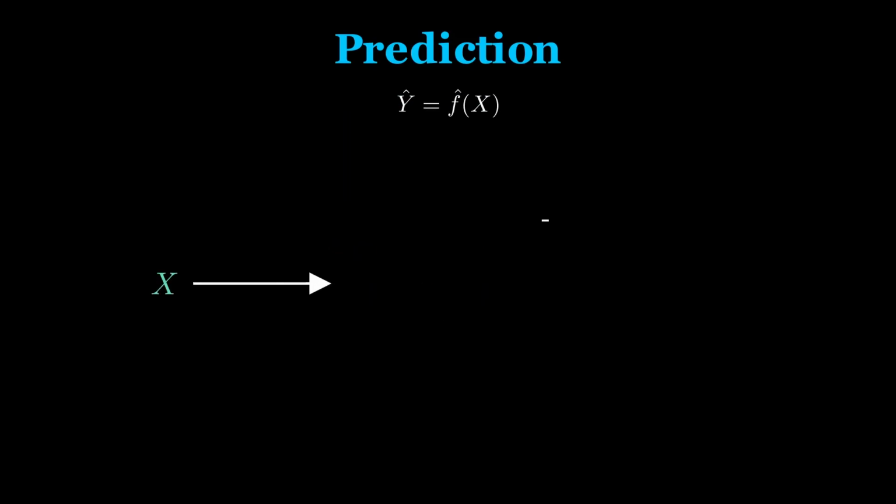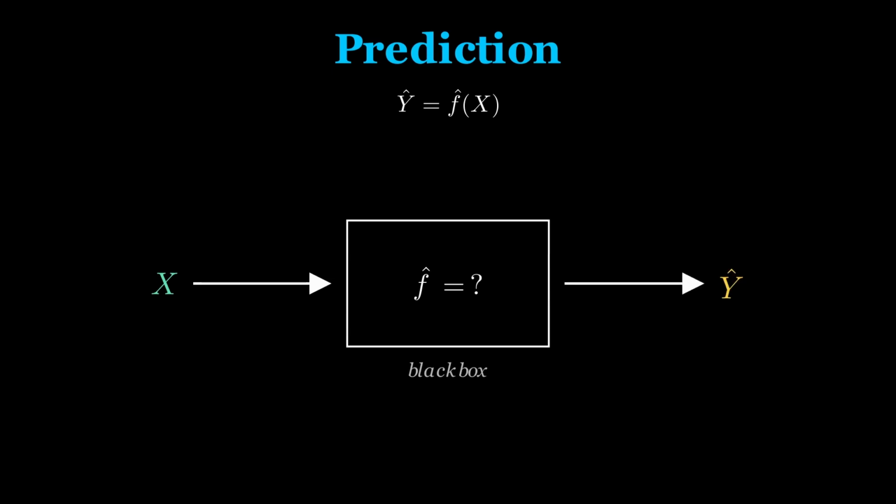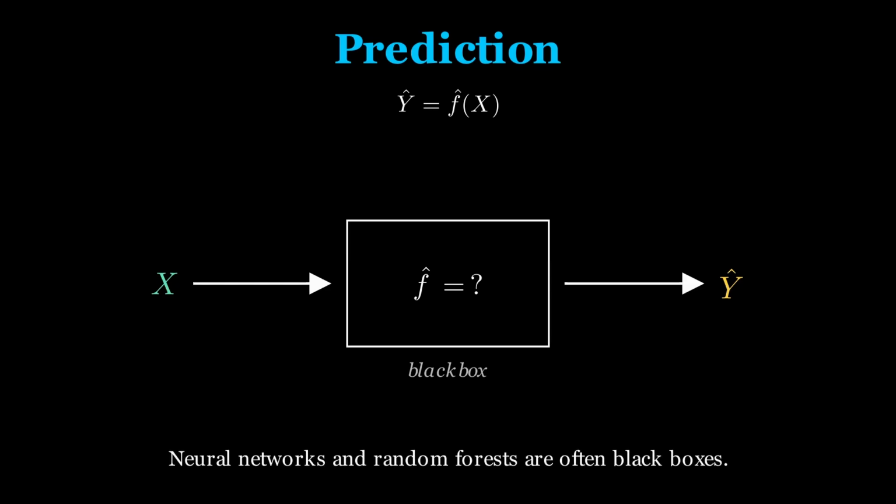F hat is considered a black box if we do not need to know or understand how the inputs x are transformed into the output y hat. The inputs go in, the predictions come out, and we care only about the accuracy of those predictions. Many machine learning algorithms, like neural networks and random forests, are often treated as black boxes because they provide accurate predictions without easily interpretable rules.